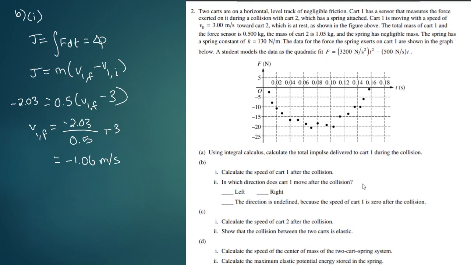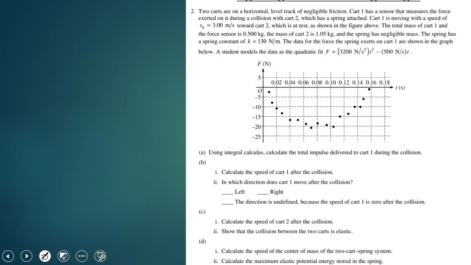Okay, so part B, double I, is essentially just the proper interpretation of what I just said. So in what direction does cart 1 move after the collision? Left, right, or the direction is undefined? Well, because it's negative and we chose 3 to be our positive value, we know that it is left. So no justification for that question because it's a fairly straightforward question. Okay, calculate the speed of cart 2 after the collision.